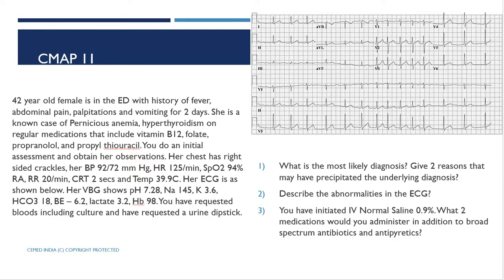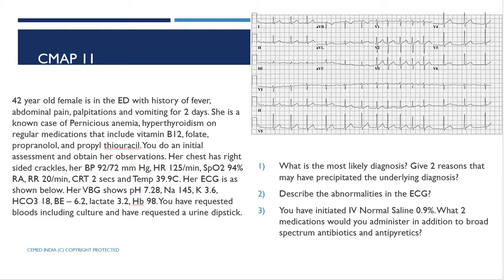Describe the abnormalities. Again, you go with the rate, rhythm, axis. So rate is tachycardia, rhythm is irregularly irregular, and axis is normal, so it's okay. And you do the P waves, absent P waves, so that gives you 2 points.